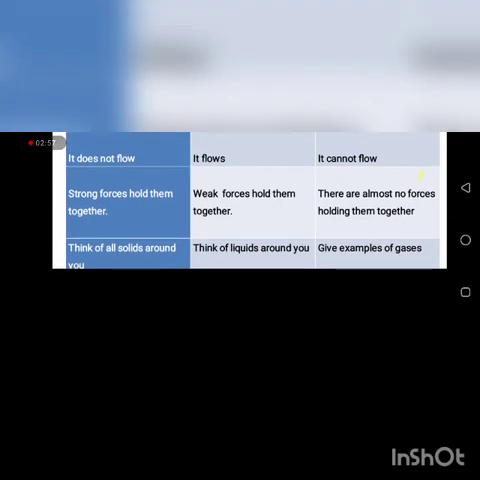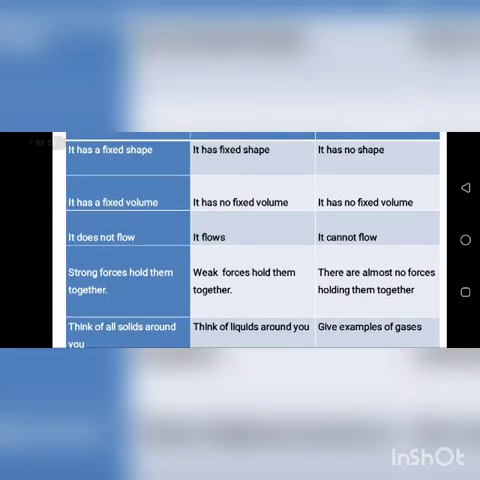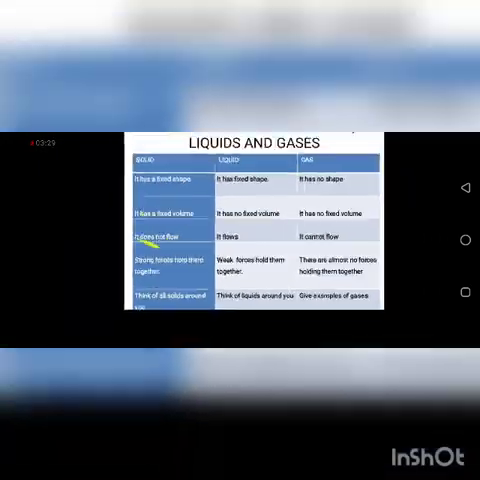Now think of all the solids around you. Give different examples of solids. There are many. Your book, your pen, everything is solid. Think of liquids around you: the water you have, the ink, and so on. And think about gases: you have helium and so on. They are gases. So these are the differences we have between solid, liquid, and gases.